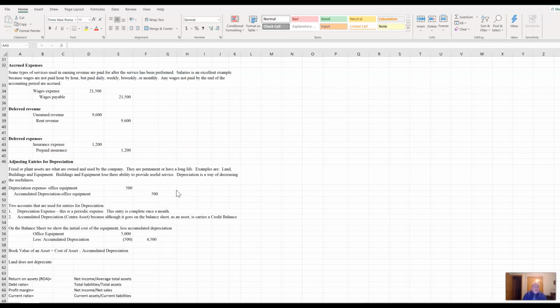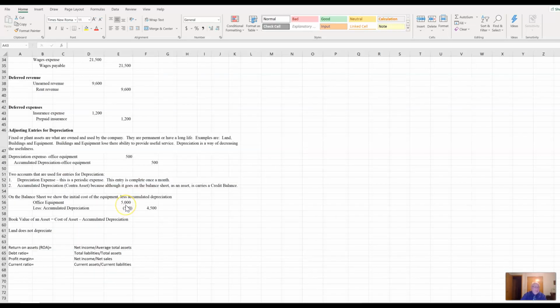Okay. The depreciation expense is on an income statement. The accumulated depreciation goes on the balance sheet underneath the asset that it's being depreciated, and that's called a contra asset account because it's subtracted from the account right above it. Okay. Here's how it works. Office equipment is $5,000 less accumulated depreciation of $500 gives you the $4,500. That is the book value. Okay, the book value is an asset. Cost minus accumulated depreciation equals the book value.